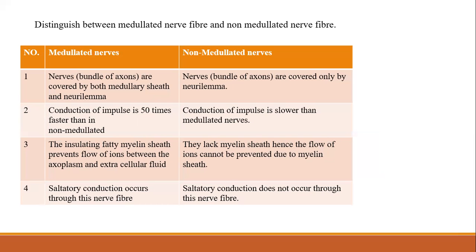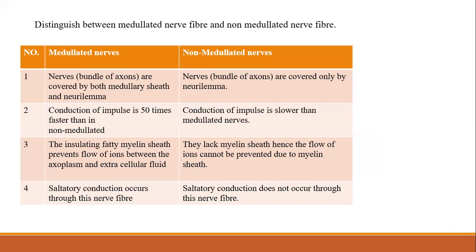Okay. Now, conduction of the impulse is 50 times faster in medullated neurons. You will see that the conduction of impulse is 50 times more. Whereas in non-medullated, you will see that the conduction of impulse is very slow.